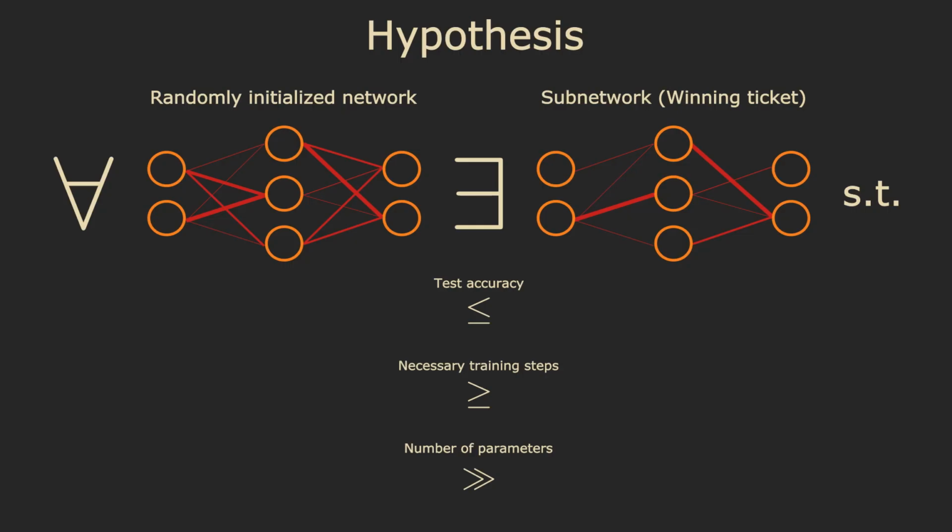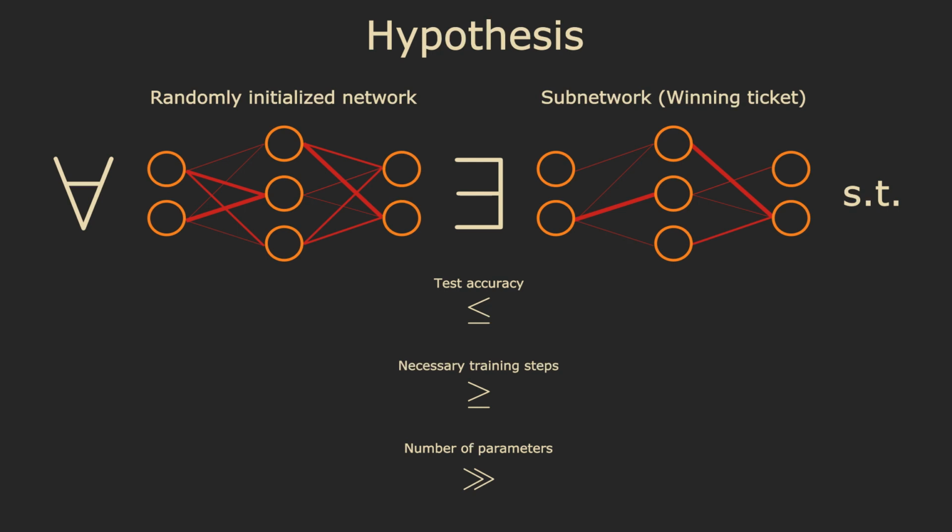Let me explain in my own words and rather informally what the lottery ticket hypothesis is about. It states that if we take any feedforward neural network with randomly initialized weights, we can find a subnetwork inside of it with very nice properties. This subnetwork is called a winning ticket. And what are the properties?